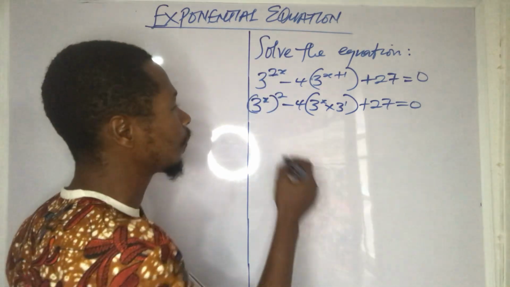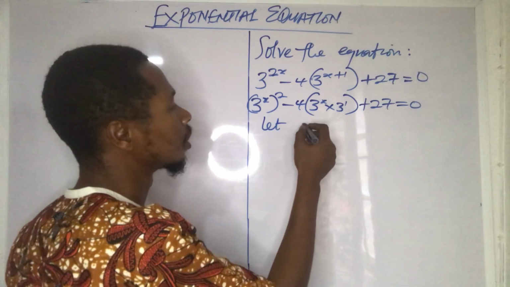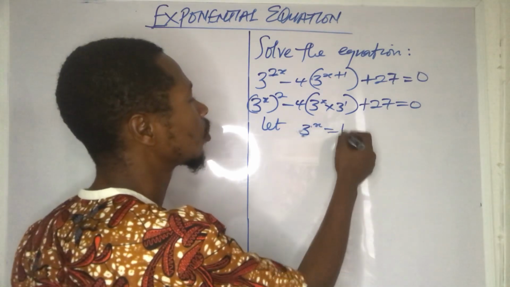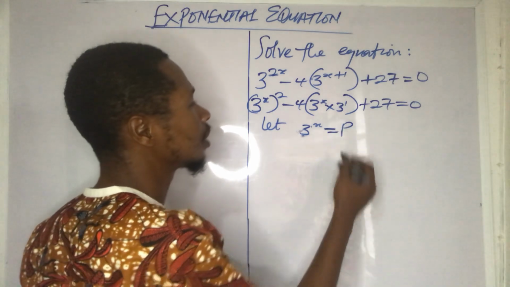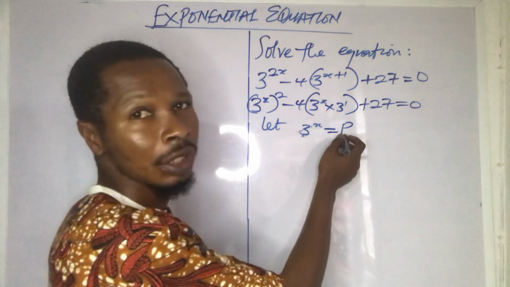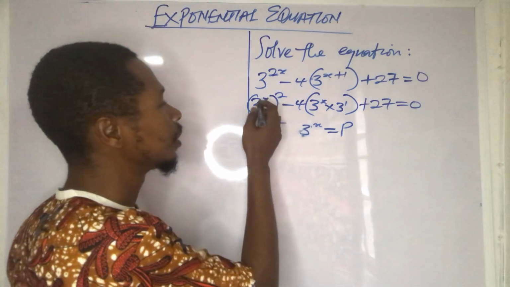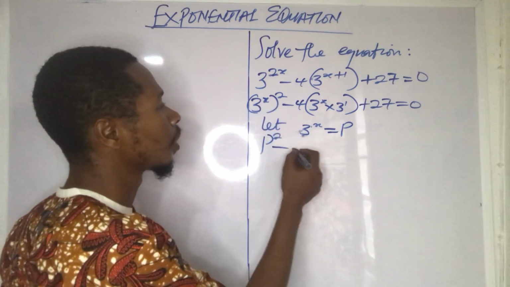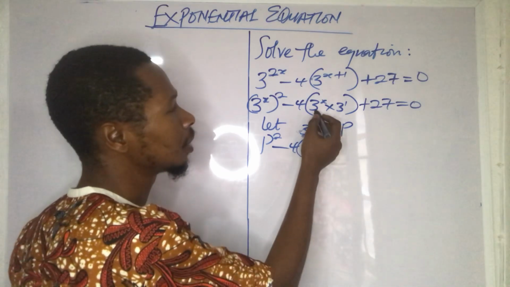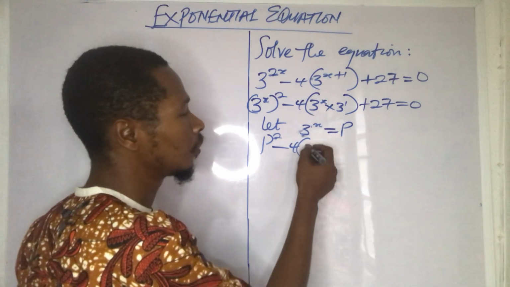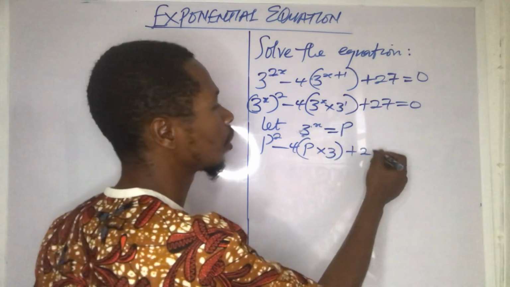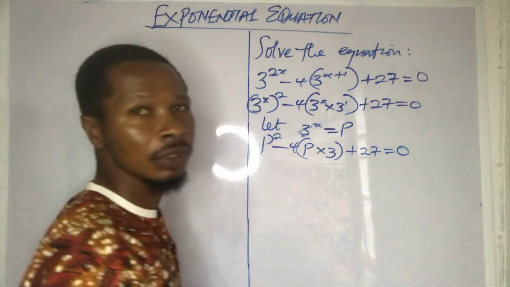So if I simplify further, I will now say let 3 raised to power x be equal to p. So anywhere I see 3 raised to power x, I'll put the alphabet p there. In this case, I will have p squared minus 4 into bracket. This is also 3 raised to power x, so I will put the value p times 3. 3 raised to power 1 is 3, plus 27 is equal to 0.